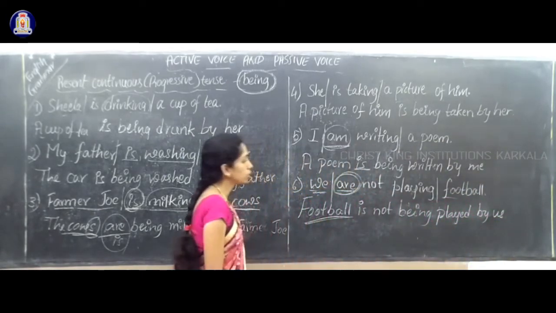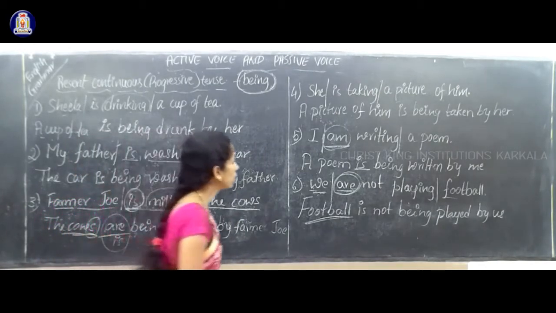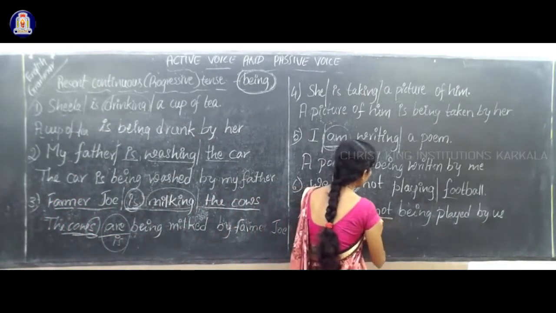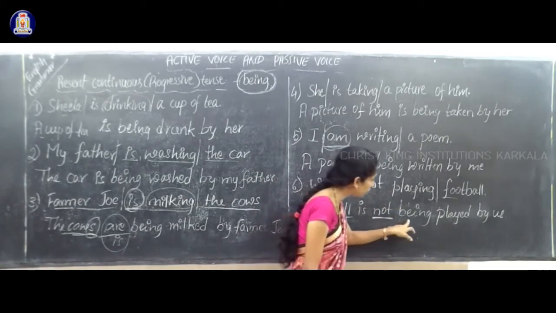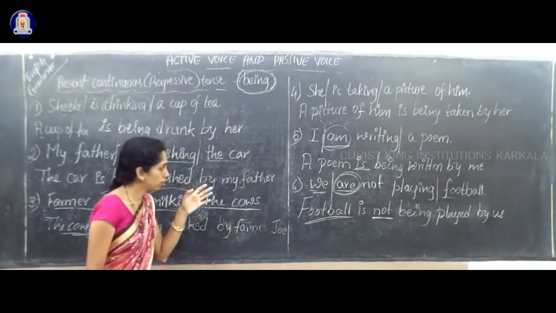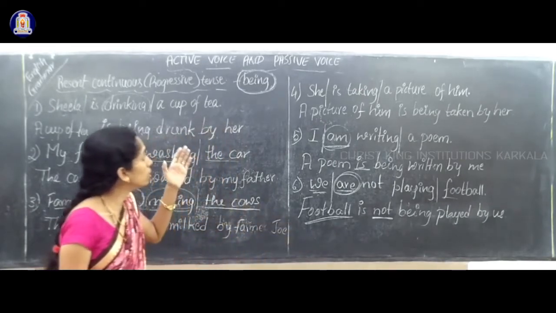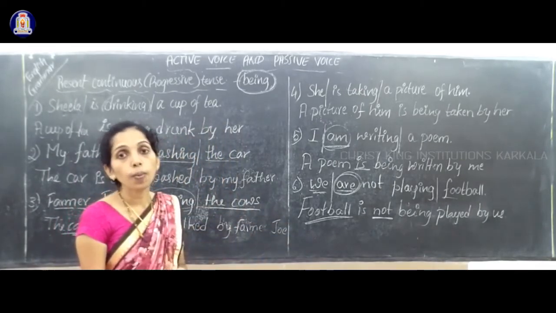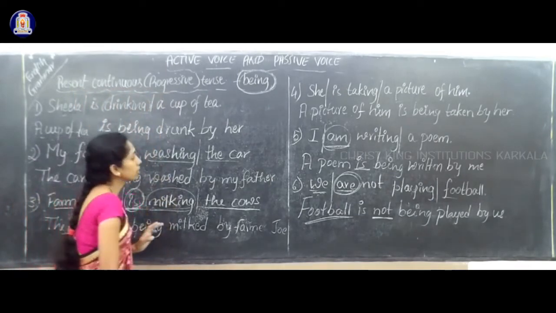Football is not being played by us. So here we have to add "not": are not playing becomes is not being played. So this is the way to write the active voice into the passive voice in the present continuous tense.